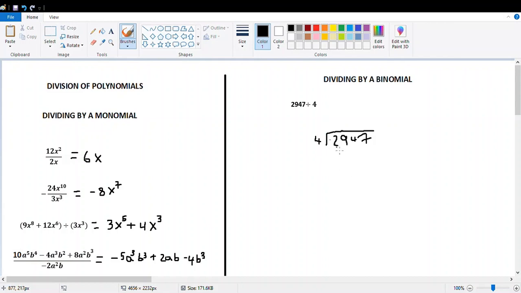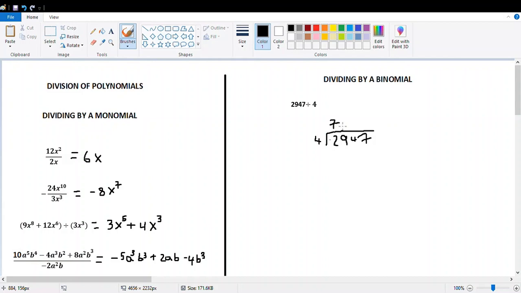Then 2 divided by 4, of course, it's not possible because 2 is smaller than 4. Then it's 29 divided by 4. Let's remember the first step when we carry out long division. 29 divided by 4 is 7. Divide is the first step.